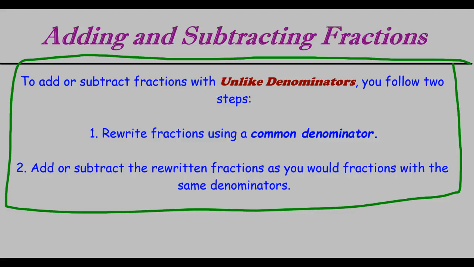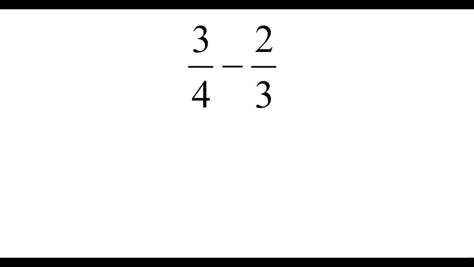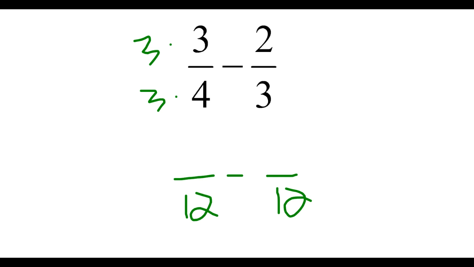So let's take a look at a quick practice that we'll do all together. 3/4 minus 2/3. Again, the common denominator for 4 and 3 is 12. So you want to turn this into fractions out of 12, because that's the common denominator that we can find. For the 3/4, we need to multiply by 3 in numerator and denominator to get 9/12.